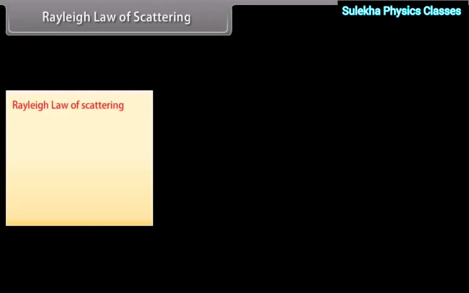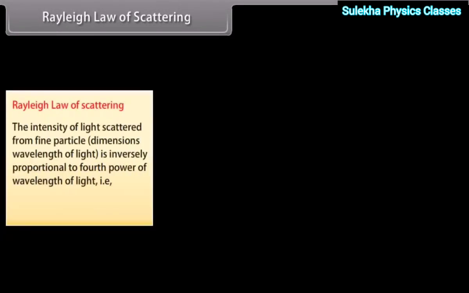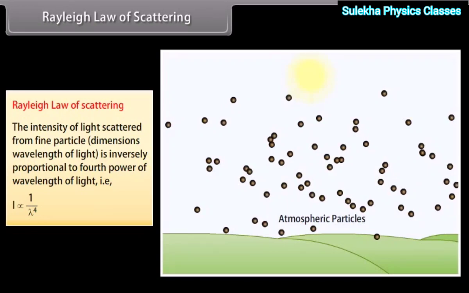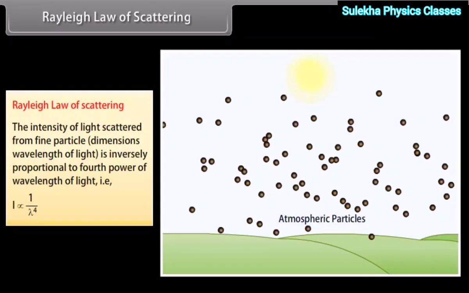Rayleigh Law of Scattering. The intensity of light scattered from fine particles, with dimensions smaller than the wavelength of light, is inversely proportional to the 4th power of the wavelength of light. That is why we see a blue sky most of the time.